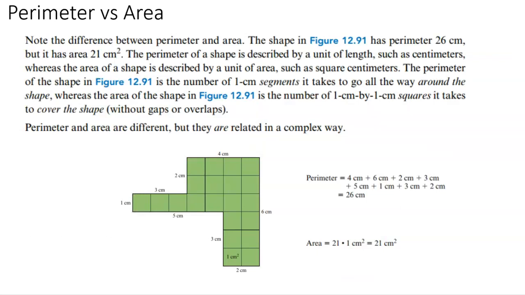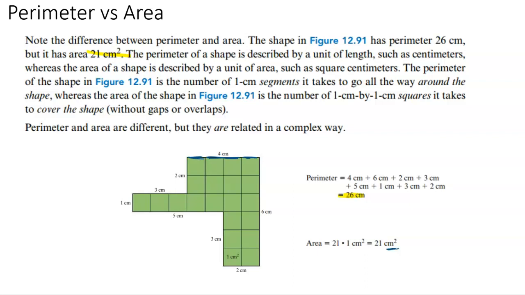So, the difference between perimeter and area. If we look at this shape, the perimeter is 26 centimeters, and you can see it over here. We calculate the length of each of these, 1, 2, 3, 4, and so on. But the area is 21. The perimeter is described by a unit of length, and the area by a unit of area. So we've got square centimeters versus centimeters.